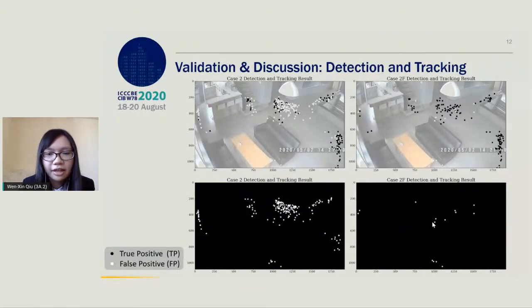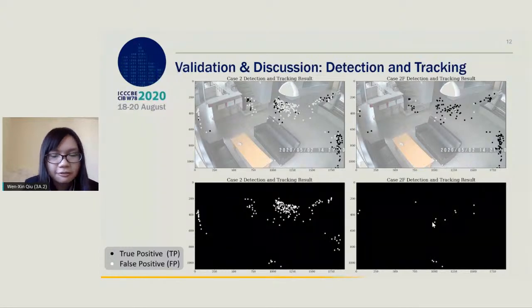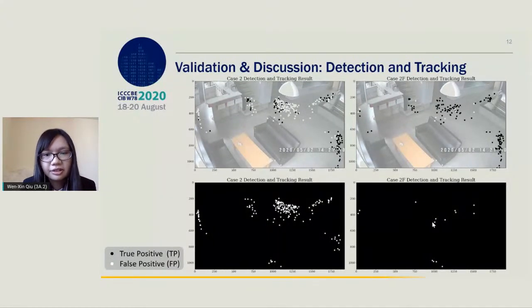In the detection and tracking step, we see many track points that are actually not a human appearing or disappearing, showing white on the left figure. But we can filter them out by deleting those tracks that last for less than 1 second, meaning they are broken tracks.